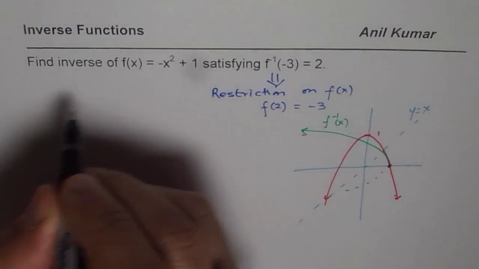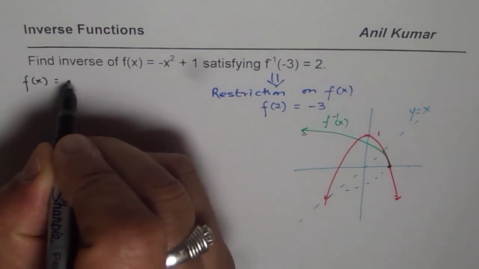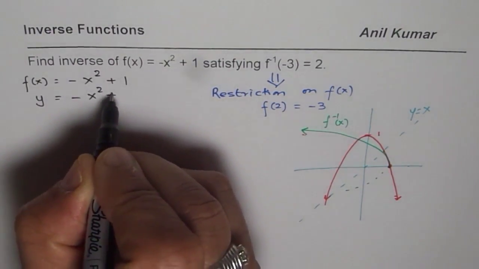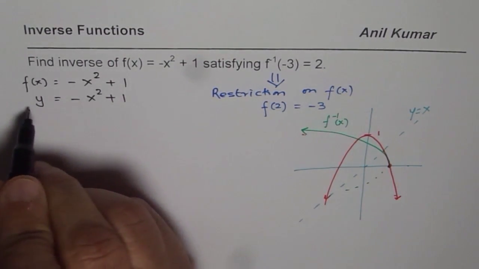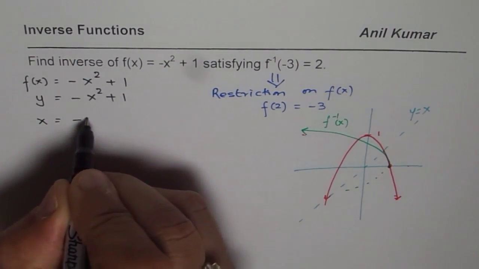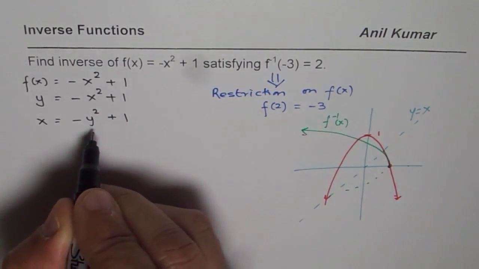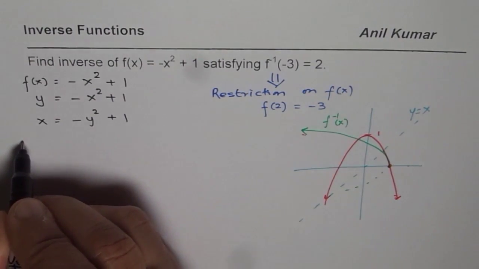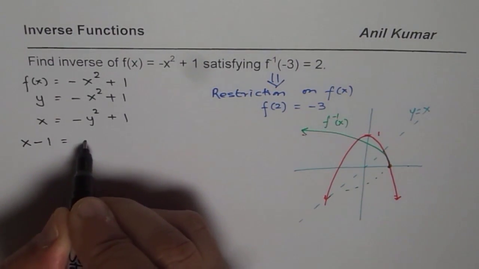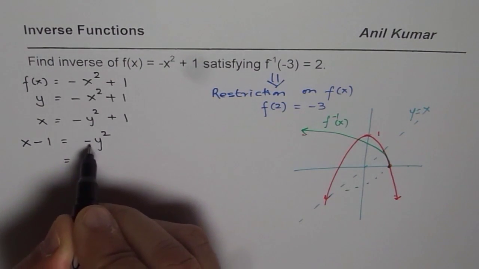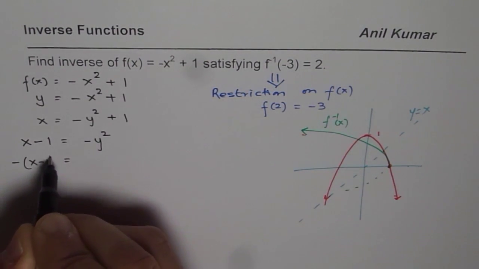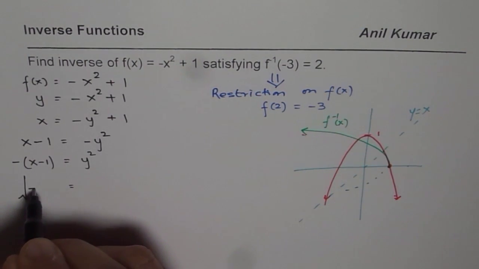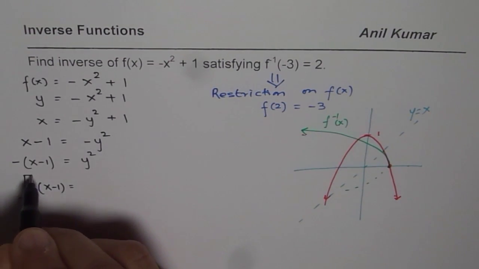And now let's write down and find the inverse. So we are given f of x equals minus x squared plus 1. We should write this as y equals minus x squared plus 1. To find the inverse, we'll interchange x and y. So we get x equals minus y squared plus 1. And now let us isolate y. To isolate y, I will take 1 to that side. So we get x minus 1 equals minus y squared. And then we'll do negative. So that means negative of x minus 1 equals y squared. And then we'll take the square root of this.